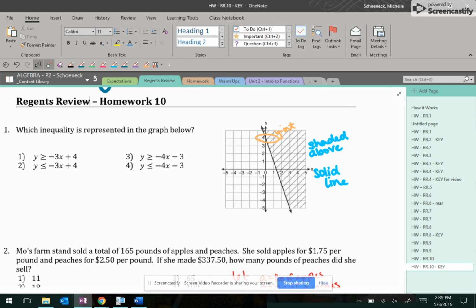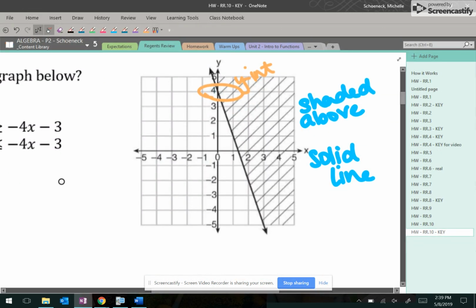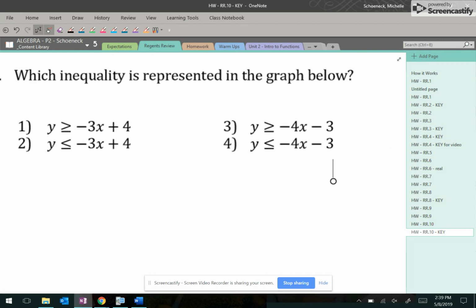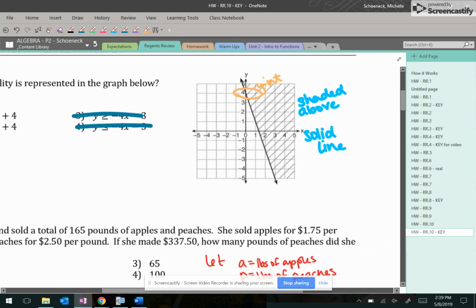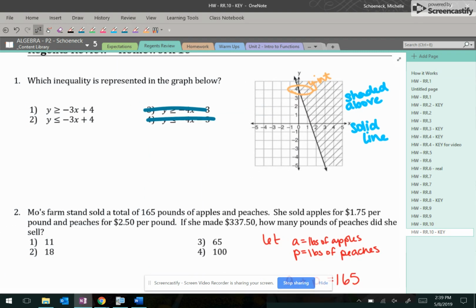Which inequality is represented in the graph below? Well, first off, there are 2 different equations here of this line. I notice that in my graph here, we have a y-intercept of 4. Automatically I should be able to pick out that 3 and 4 do not have a y-intercept of 4.